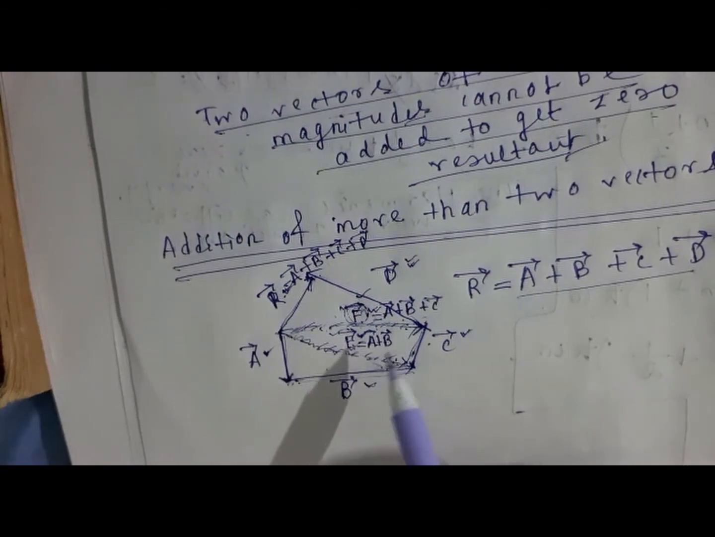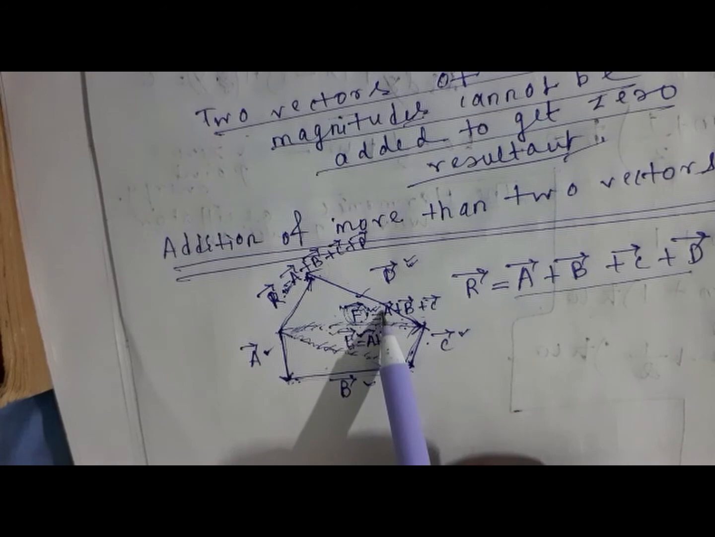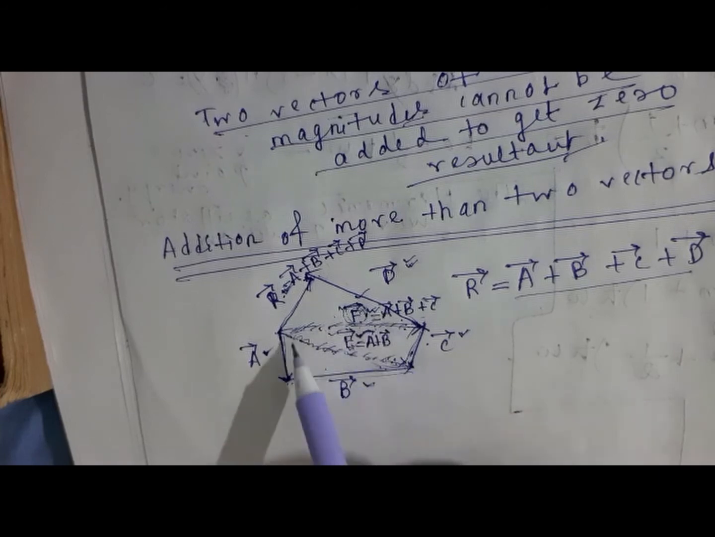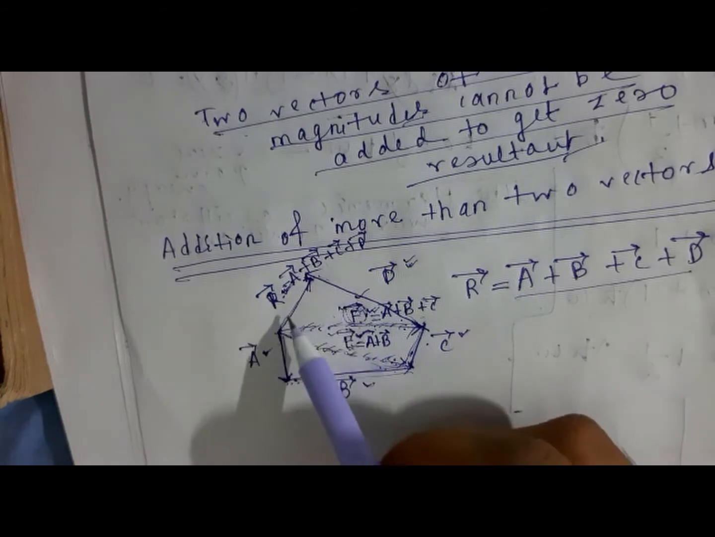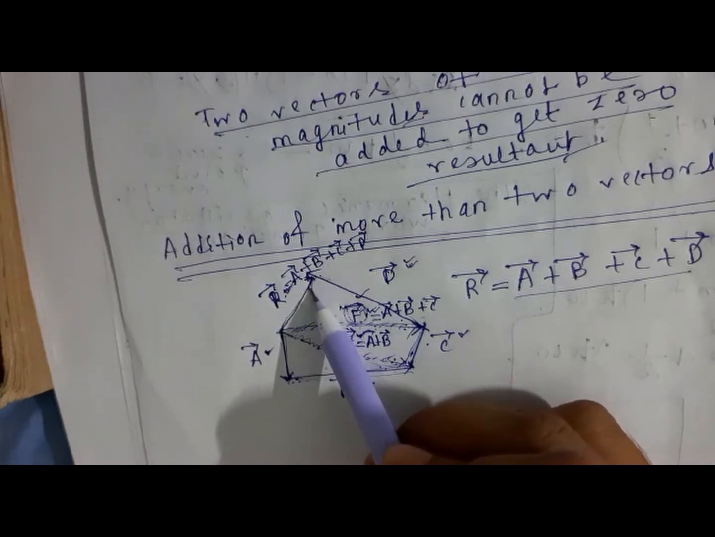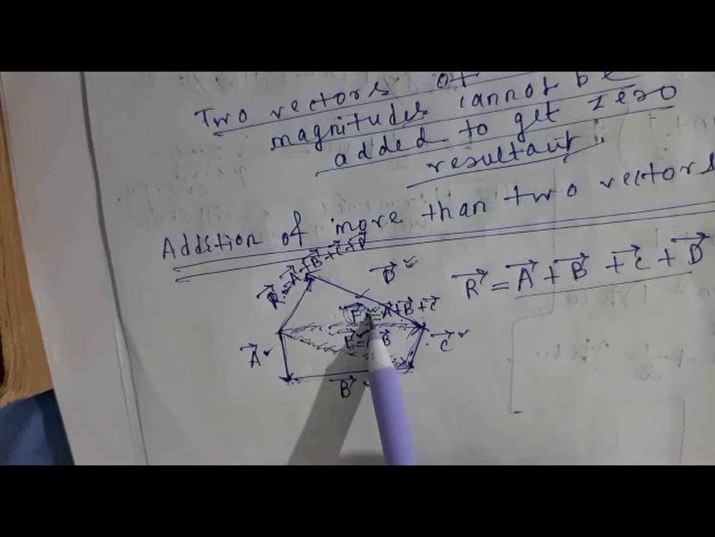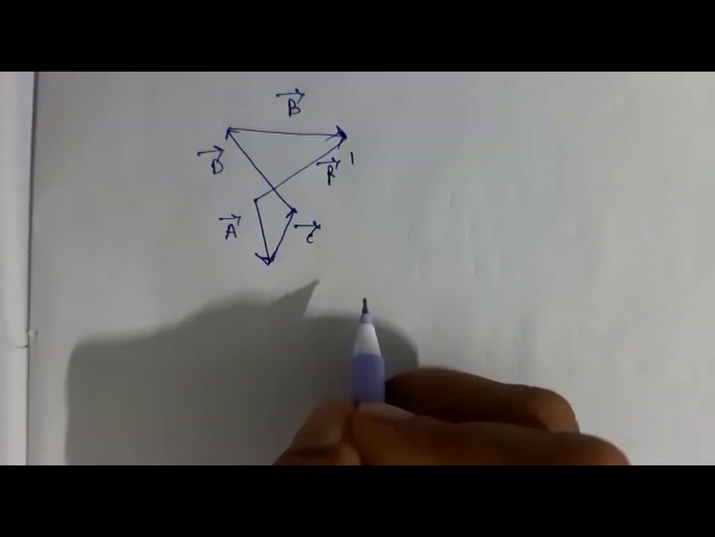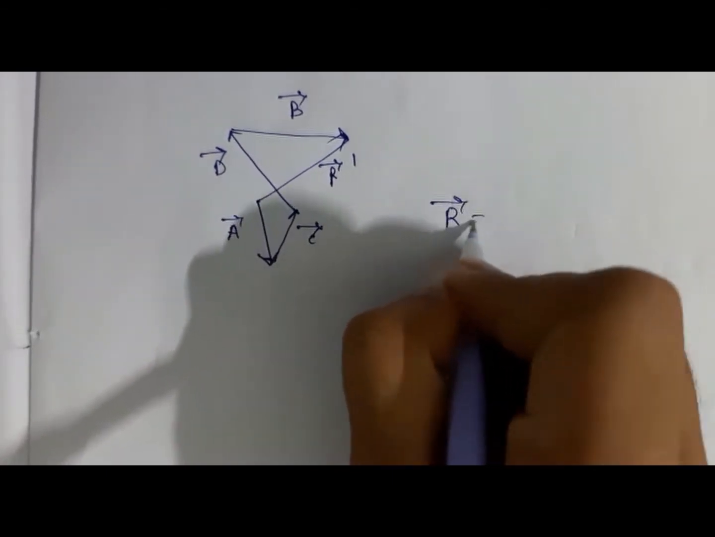Okay, it's not necessary that you draw this E and F vector. You can just draw the four vectors in succession, and finally you get this R. So it's not compulsory for you to draw this E and F vector. Okay, it's not necessary that you add the vectors in the above order, like the way you did it in this.